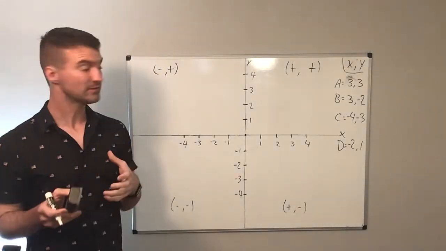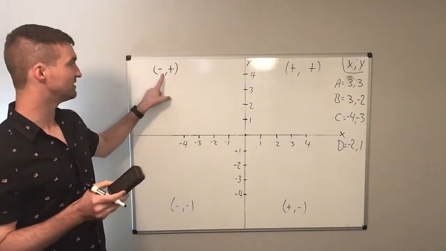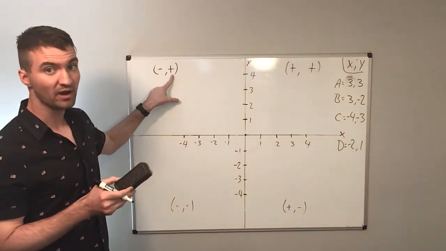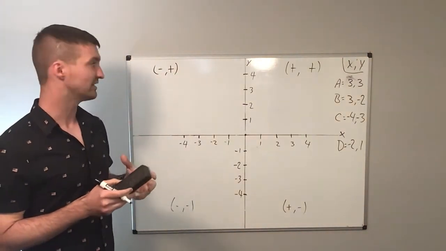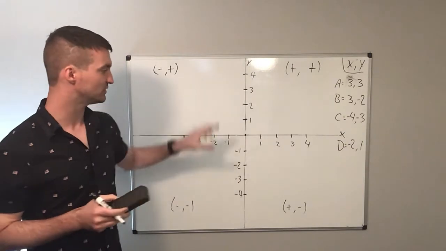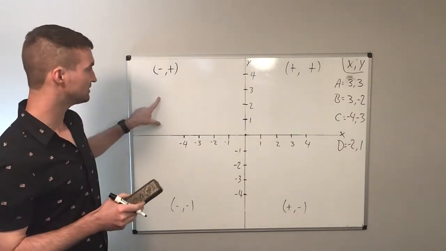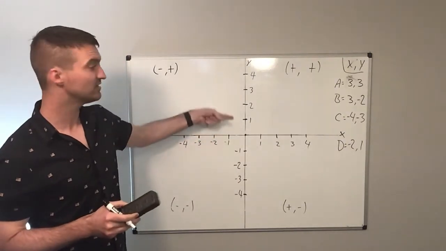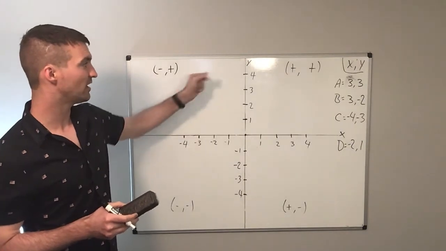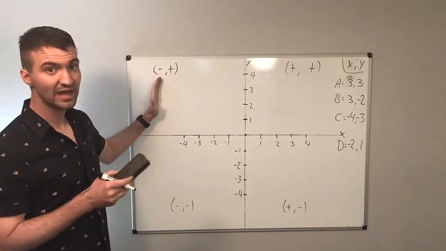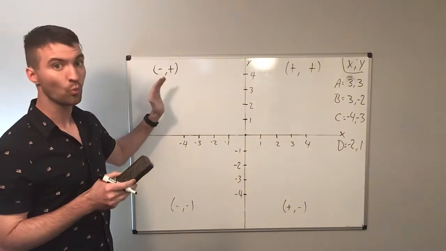And finally, we're going to go over to this one, and we see it's going to be a negative x and a positive y. Now that's pretty simple to understand now that we've seen all the other ones, because x is going to be negative, it's going to be on this side, and then y is going to be up here somewhere, so it's going to be a positive number. So we're going to have a negative x and a positive y.